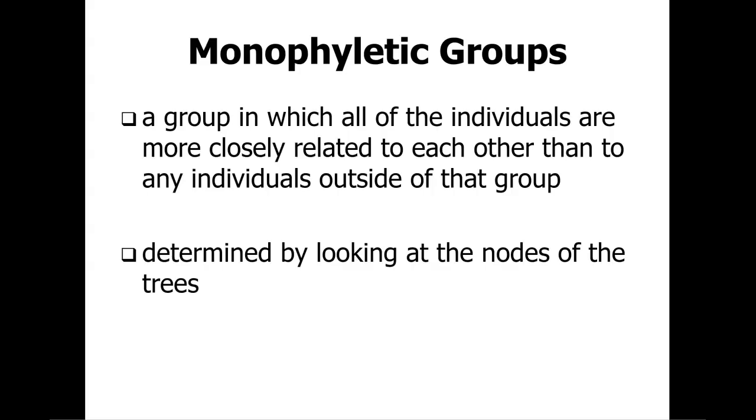Biologists are going to use the term monophyletic to describe a group in which all the individuals are going to be more closely related to each other than to any other individuals outside of that group. So monophyletic groups are determined by looking at the nodes of the tree. We consider them to be members of a single, what we call a clade. A clade is a group of organisms that share one or more synapomorphies derived from a common ancestor. These members of a single clade include the most recent common ancestor and its descendants.